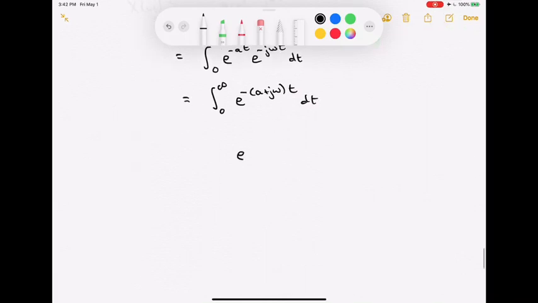That is going to be an e to the minus a plus j omega t, over minus a plus j omega. And I'm going to do that on limits 0 to infinity.